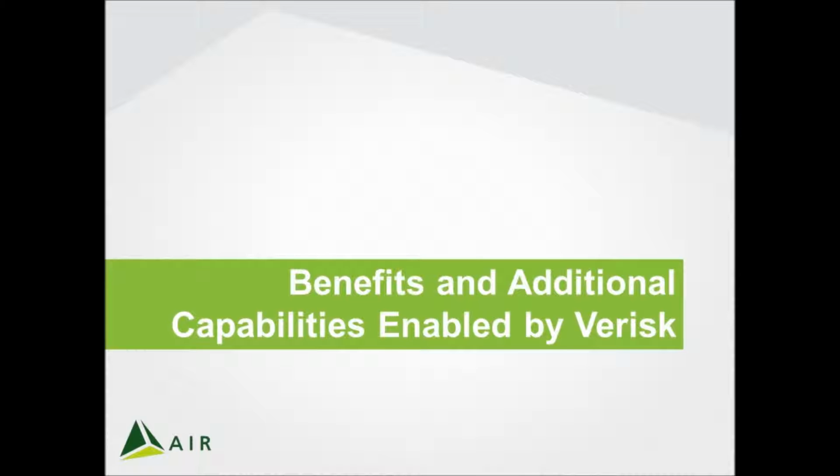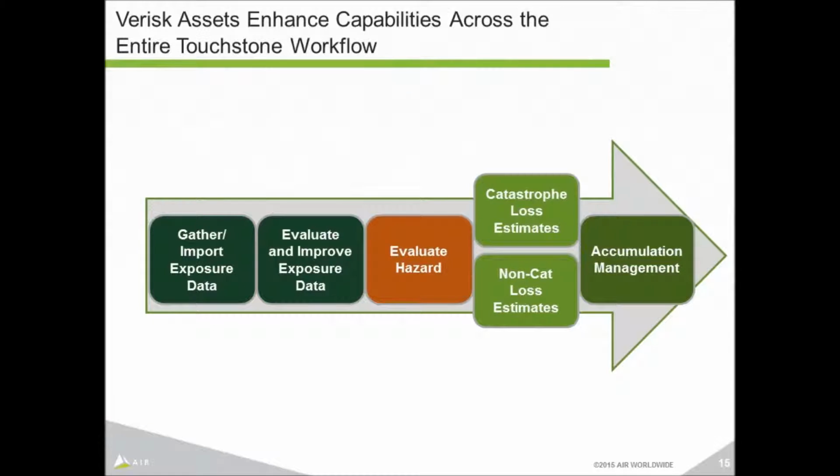Here we see a simplified rendering of a typical workflow that our clients employ within Touchstone. These steps apply to both underwriting and portfolio management processes, but I will speak to them from the standpoint of underwriting. A key first step in evaluating an account is gathering exposure data and evaluating it for completeness, reasonability, and accuracy. Next, the underwriter will need to evaluate the account's exposure to hazards, including natural and man-made hazards, to understand the riskiness of the account and determine if it meets or violates underwriting guidelines.